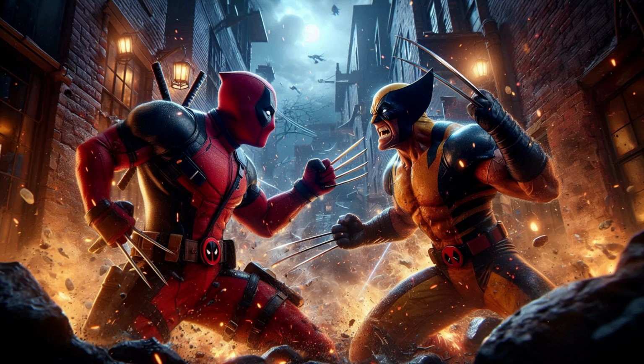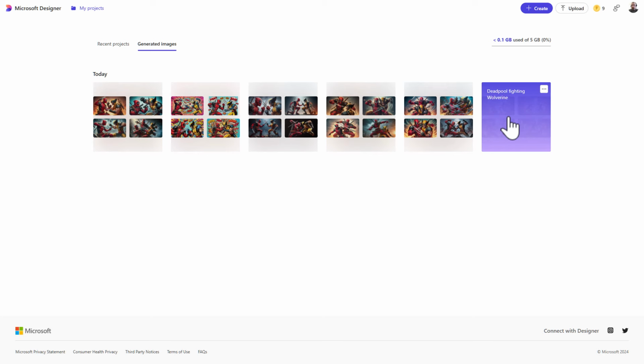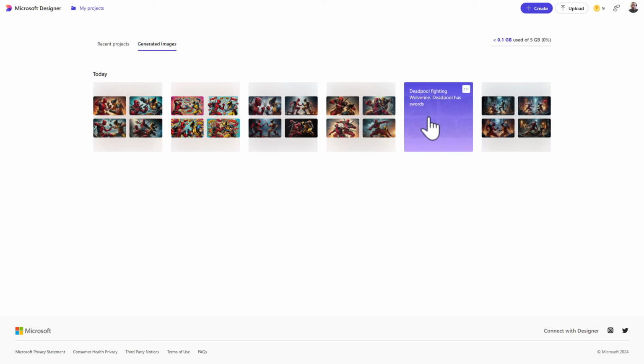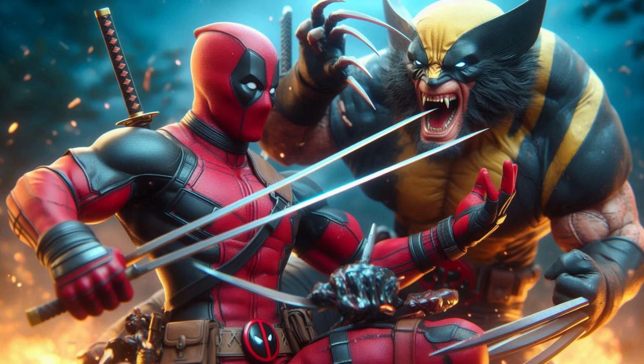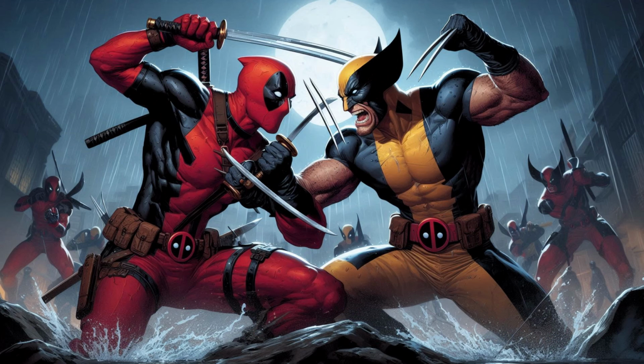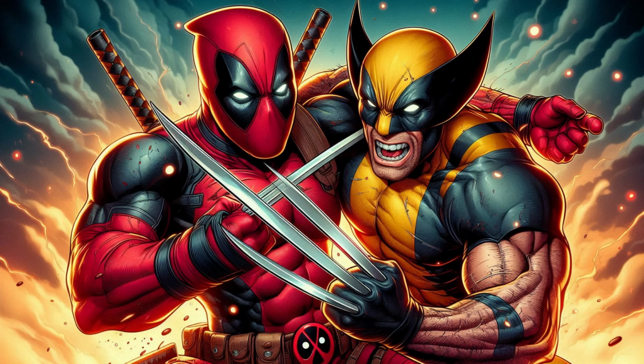To try and fix this, my next prompt was Deadpool fighting Wolverine, Deadpool has swords. The results got even stranger, with blades now doubled or floating. And what the hell is that? It's like some primal Wolverine variant. This one could be a comic book cover, but for the obvious issues. Are they hugging? But just really fiercely?